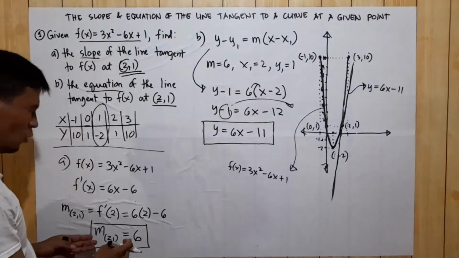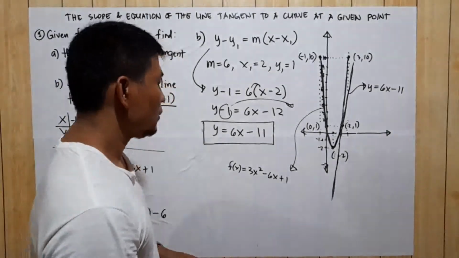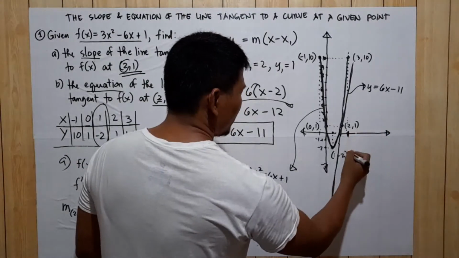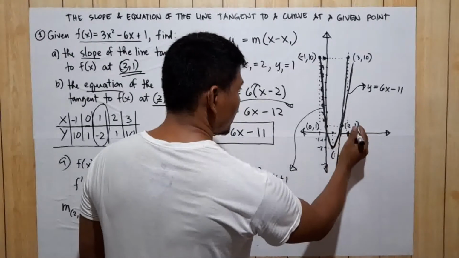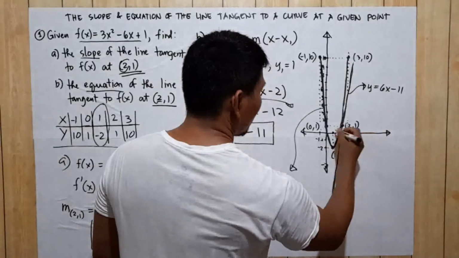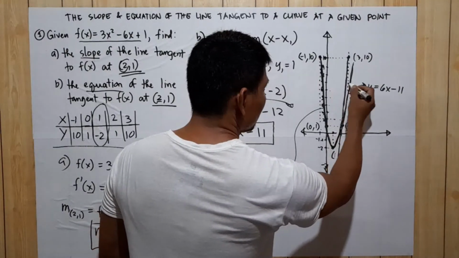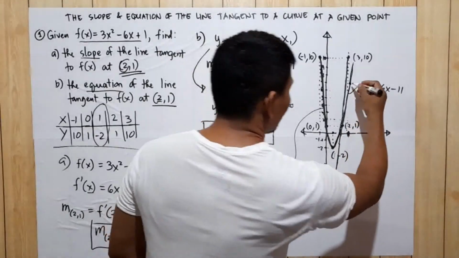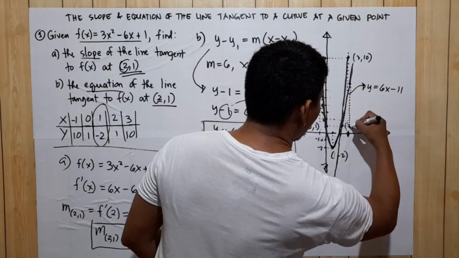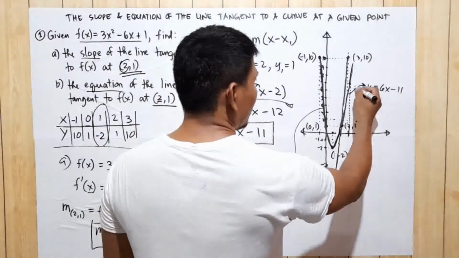So, ibig sabihin po ng slope na to is, di ba yung slope is rise over run. So, pag 6 po siya, ibig sabihin sa bawat isang increment ng ating x, meron po tayong 6 na paakyat. So, parang galing po dito, meron tayong 1, 2, 3, 4, 5, 6. So, parang ganyan po. Yan po yung ibig sabihin ng slope natin.